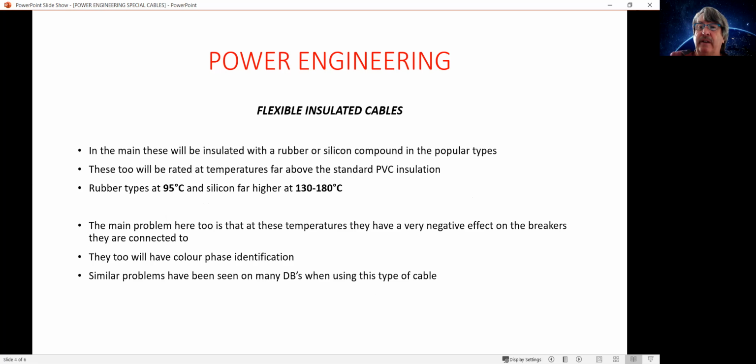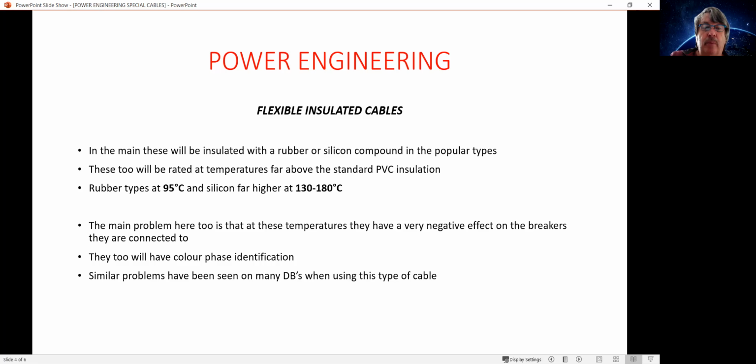The flexible insulated cables, and as I said, this is really the topic where we're coming from today. In the main, these are either rubber or rubber type, nitrile rubber types, and silicone type compounds used in the insulation. And of course, that means they are quite far above, again, the PVC type. Rubber types maybe at 95, starting somewhere. That silicone far higher and becoming much more prominent these days in availability of silicone, which used to be very expensive. I think you're starting to see these type of cables a lot easier.